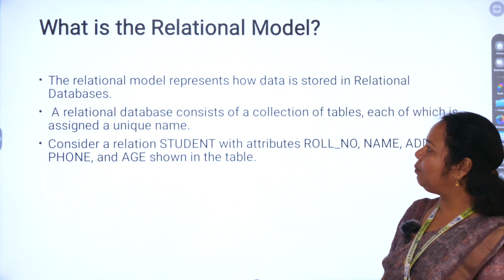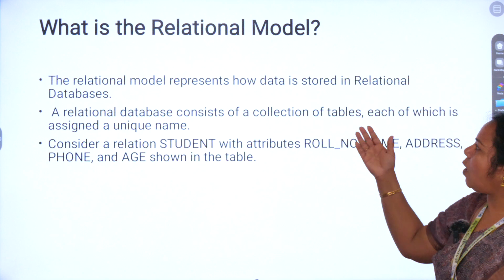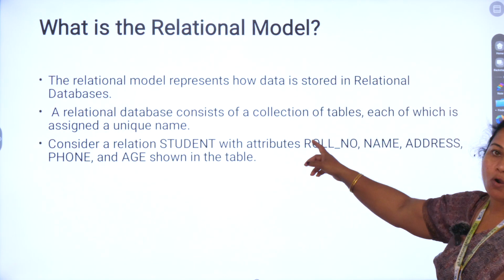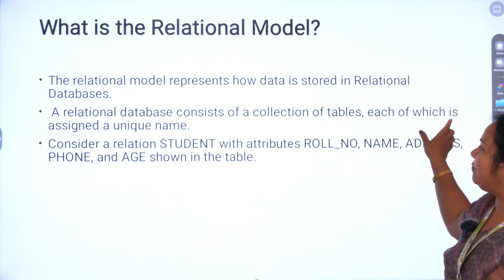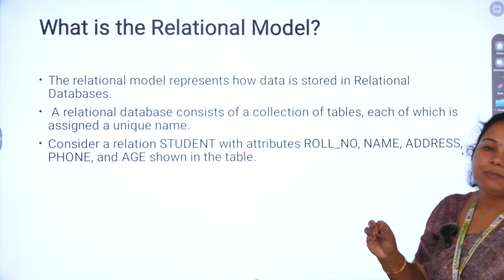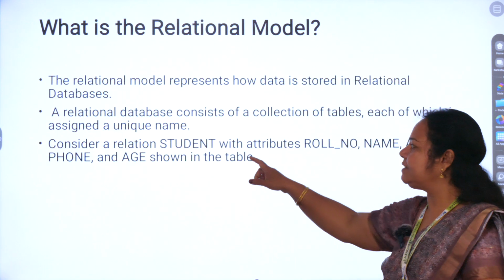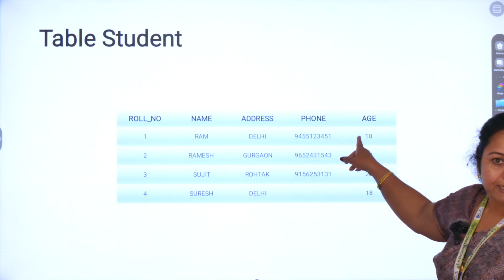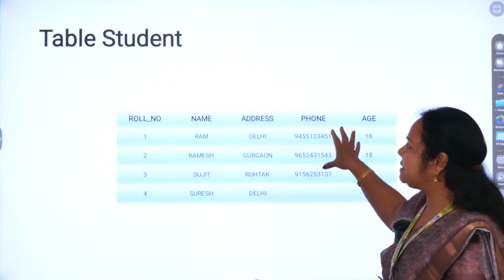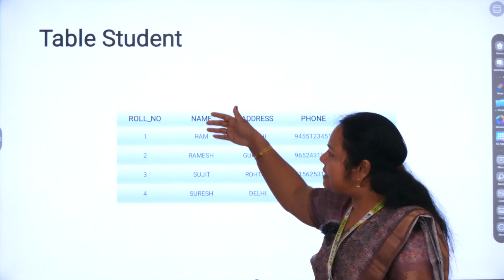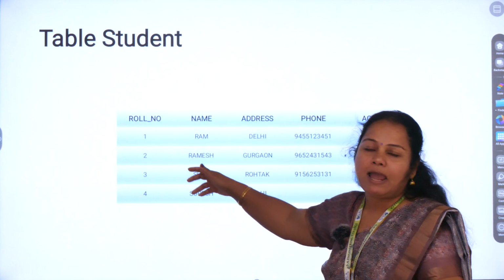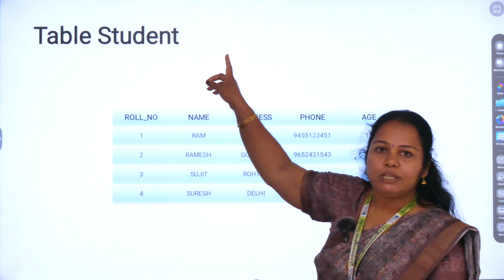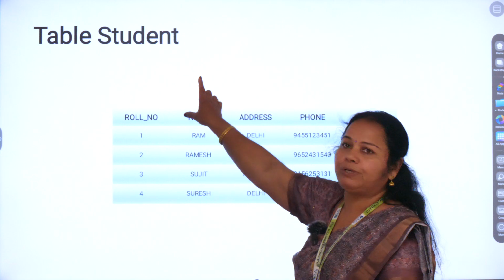Then what is a relational model? The relational model represents how data is stored in a relational database. The relational database consists of a collection of tables, each of which is assigned a unique name. As an example, consider the relation student. This is a table, and this table is called a relation. It contains columns and rows. These columns are called attributes and these rows are called tuples. So this is a relation, and we are giving a unique name for this relation as student.